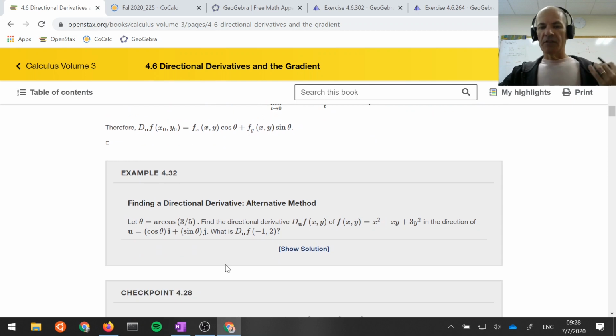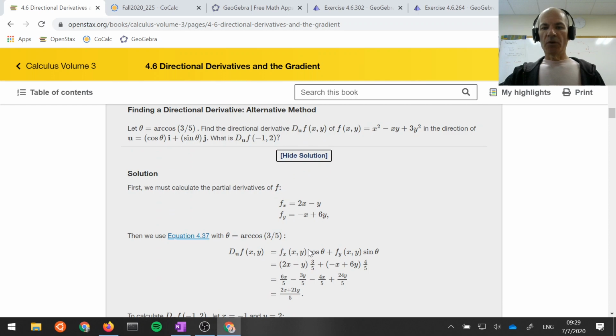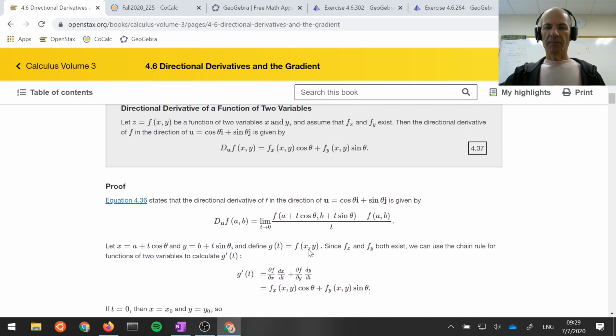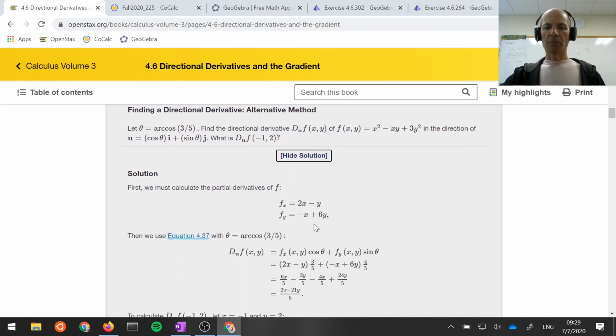So if we want to find, say, the directional derivative using this alternative method, which avoids using the definition of the derivative, we can say, for example, let's find the directional derivative of this function in the direction theta equals arc cosine of 3/5. So what do we need in order to compute that directional derivative? We need the partial of f with respect to x and with respect to y. Those are easily computed. We learned how to do that a couple of sections ago.